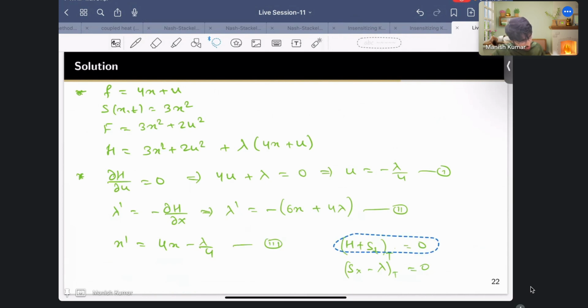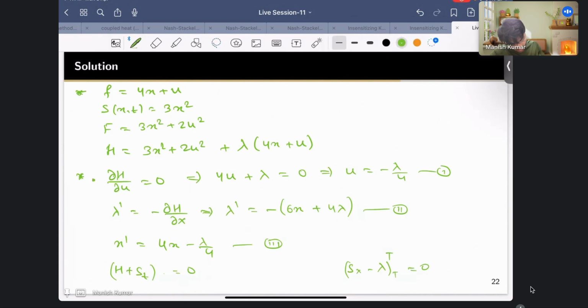So maybe I should copy. This was the first, second, third, and this is the fourth one. S_t at capital T should be 0, so this implies that h at capital T should be equal to 0, right? So this is the fourth equation. Oh, I erased it.